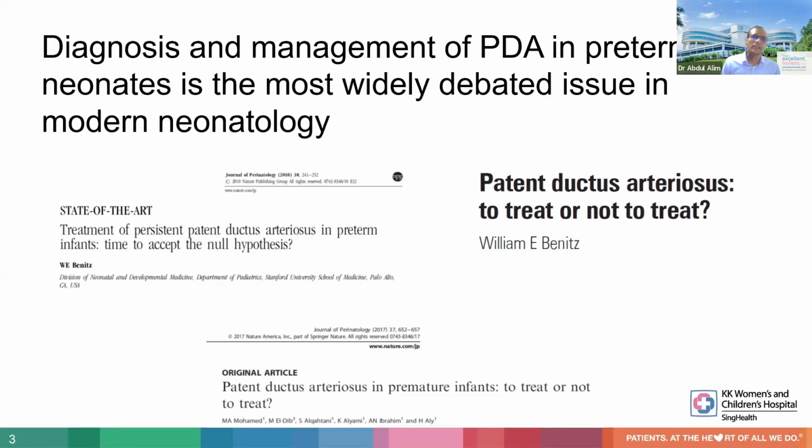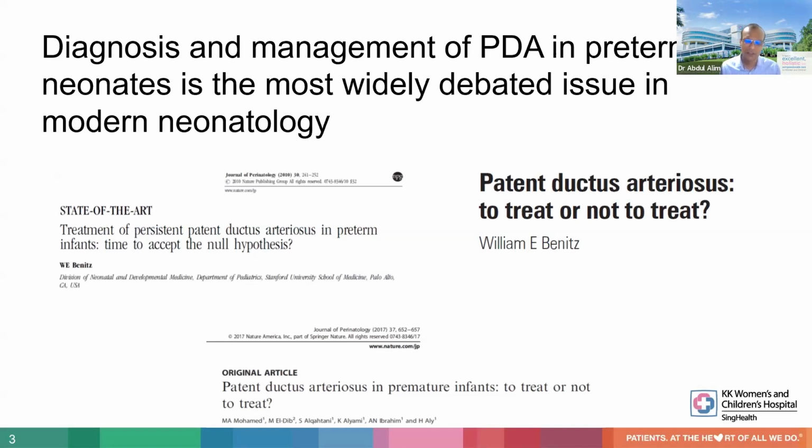Like I said earlier, diagnosis and management of PDA in preterm neonates is the most widely debated subject in modern neonatology. And actually it's like a pendulum swing. In the early part of my career, we used to treat everyone with indomethacin. And then in the mid part of my career, neonatologists swung to not treating PDA at all. And now we come to a balance where, with a lot of emerging evidence, we have risk-based treatment for the PDA.